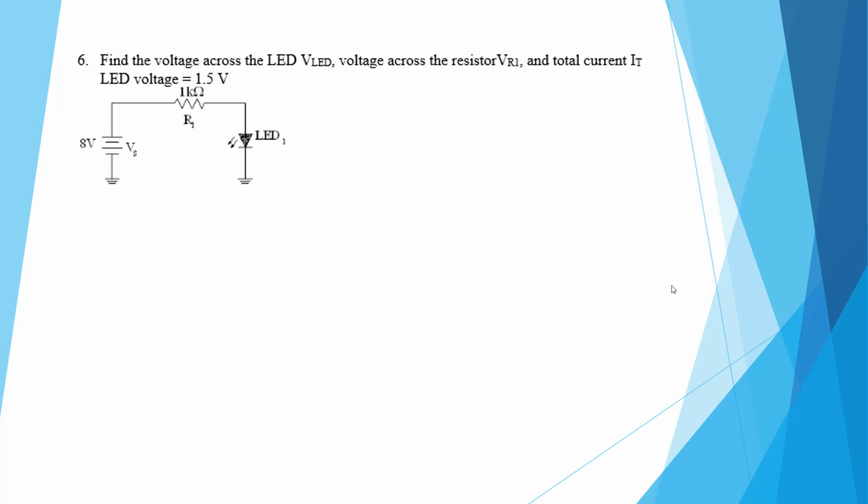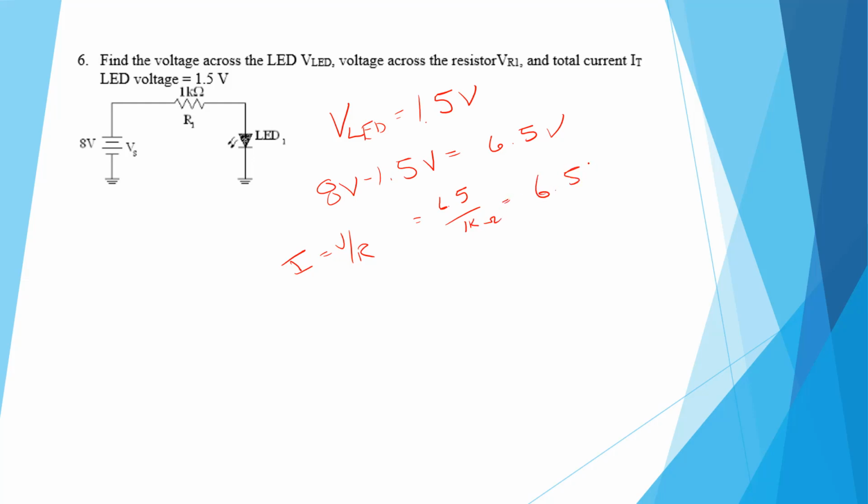Okay, here they're asking for the voltage across the LED. Since it is forward biased, it is operating at the 1.5, so VLED equals 1.5 volts, which is reasonable for an LED. So our voltage is 8 volts minus 1.5 volts equals 6.5, and I equals V over R equals 6.5 over 1K equals 6.5 milliamps.